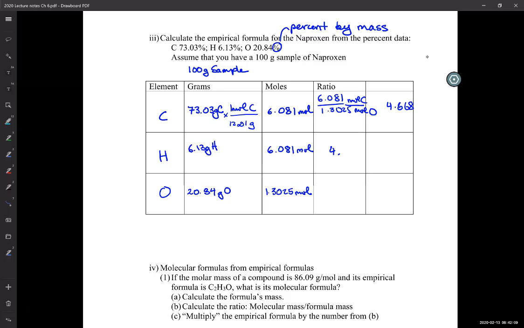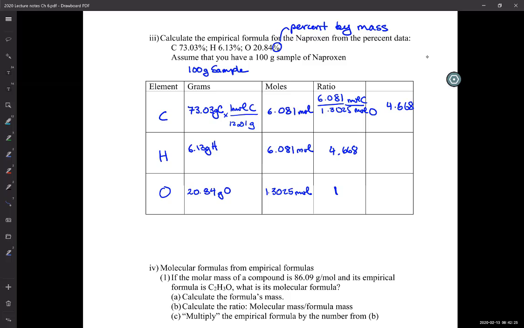I think I got 4.668 again, actually. Same number? Yeah, 4.668. No, I went to the top number, and this becomes 1, right? Okay, 4.668 is related to a whole number.